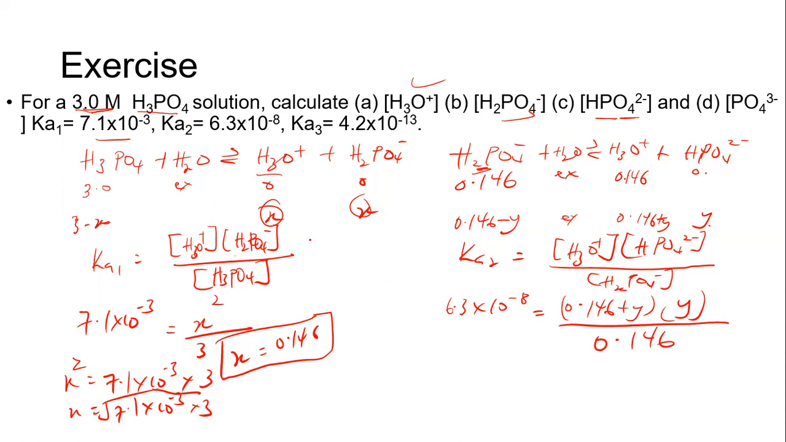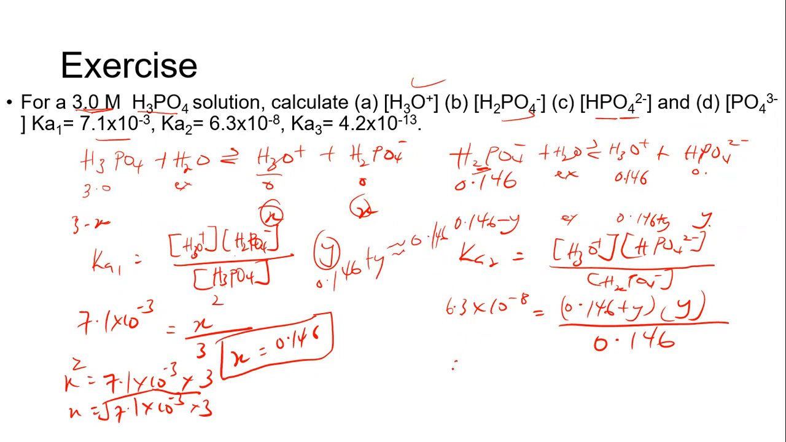The assumption is that the value of Y that we are about to find is small, because a weak acid dissociates partially and gives you just a few ions in solution, right? And so if we add 0.146 plus Y, it is approximately equal to 0.146 because the Y is a very small number, right? So we assume that 0.146 plus Y is approximately equal to 0.146. That's what we do because it's very small.